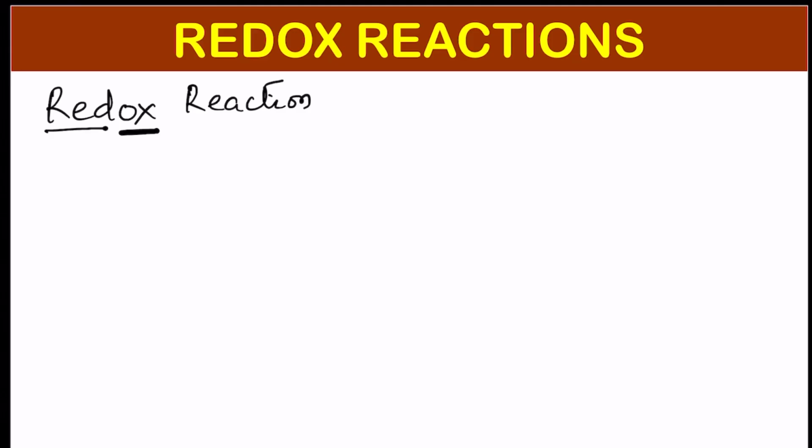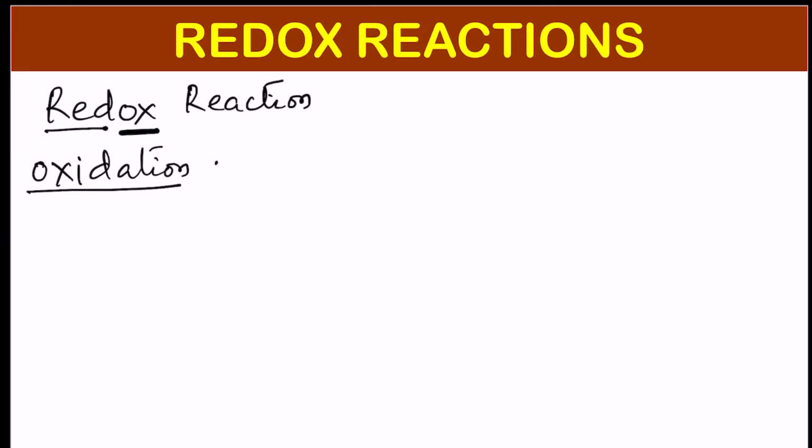So let us first understand what the word oxidation means. There are 3 different definitions. 2 are old definitions, 1 is a new definition. And we'll also try to understand how to identify whether the process is an oxidation process or reduction process based on the change in oxidation state. The old definition of oxidation is a process where oxygen is added. Addition of oxygen is called oxidation.